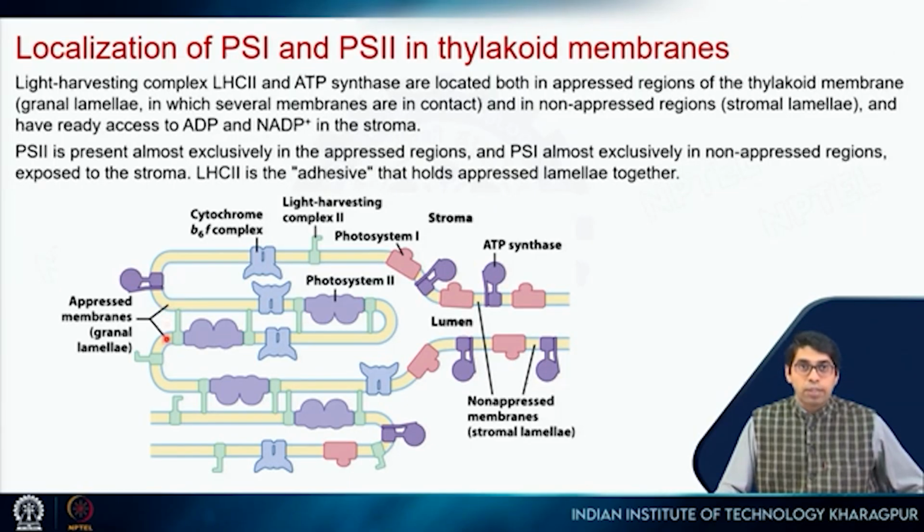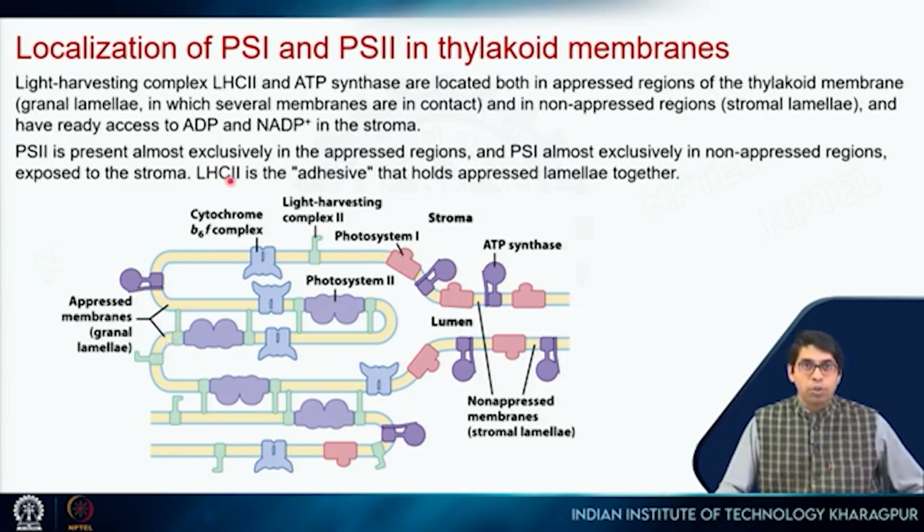And what triggers this compression of these membranes or the formation of these appressed membranes? It is done by this light harvesting complex 2, which is shown in green, right? So this LHC2 is the adhesive that holds the appressed lamellae together. So you see that this is holding these two membranes together, right? So it is the light harvesting complex 2 which does that, and it can switch between these states, and this is done by phosphorylation, okay? So a phosphate group is added, and the light harvesting complex can switch between these two conformations, okay?